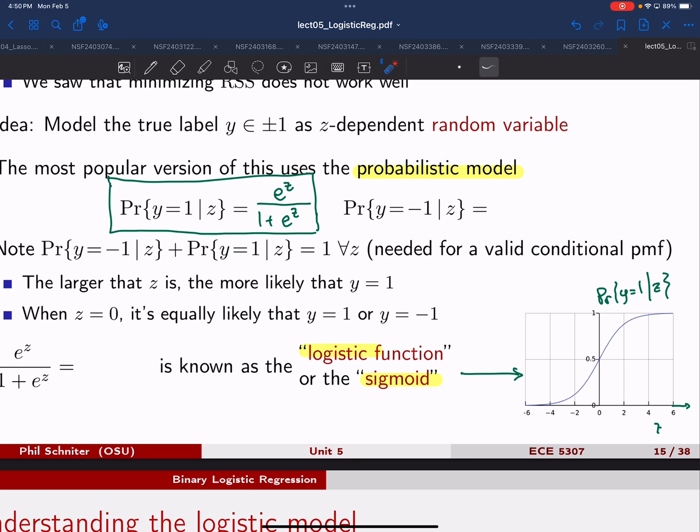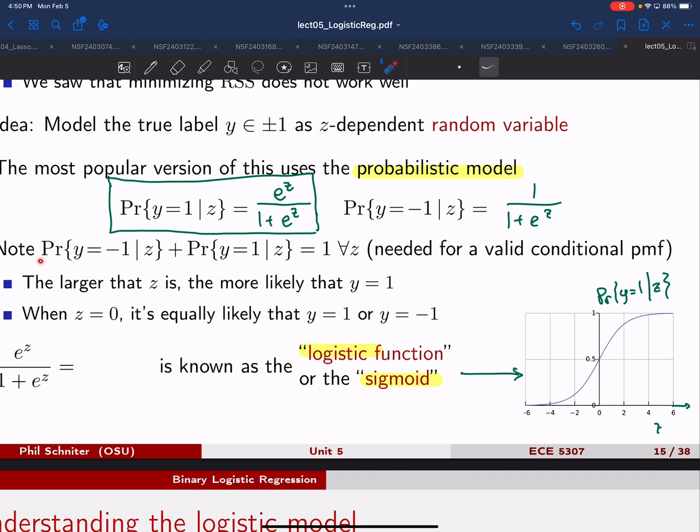Exactly. It's 1 minus this. So it turns out that would be 1 over 1 plus e to the z. And I think what you use there is the idea that there's only 2 possibilities for y. It's either 1 or minus 1. So for any given z, the probability that y equals minus 1 or y equals 1 has to be equal to 1. They have to sum up to be equal to 1.